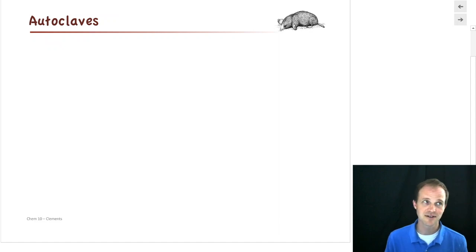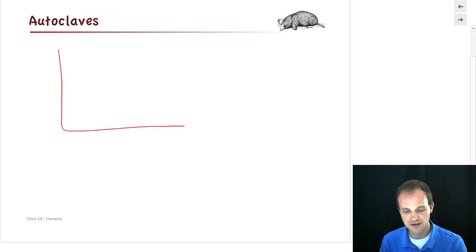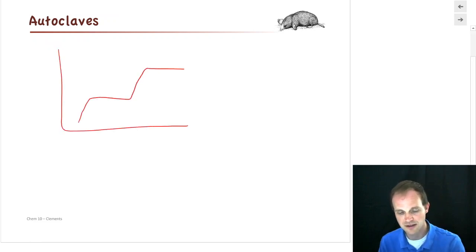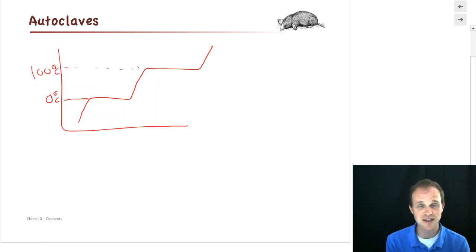Now, what can we use this cool thing for? Well, it's maybe a party trick to boil water at room temperature. But what about if you need to get water really hot? We know from our heating curves for water that at 0 degrees Celsius, it melts. At 100 degrees Celsius, it boils. And once I get to 100 degrees Celsius, until it's all turned to a gas, I'm not going to get it any hotter. But what if I needed to get water hotter than that?